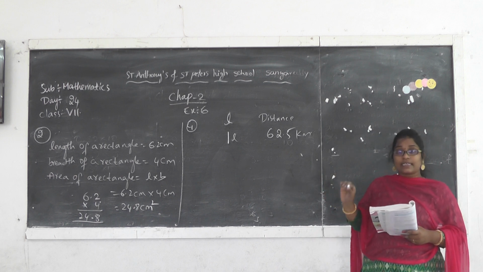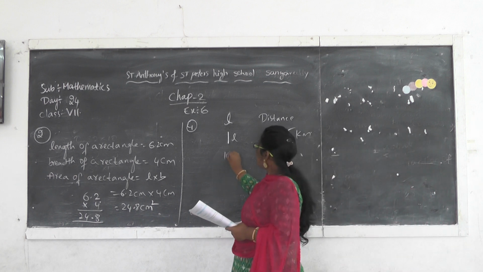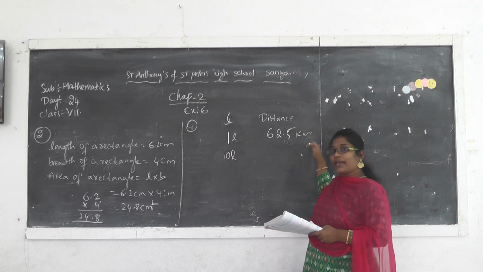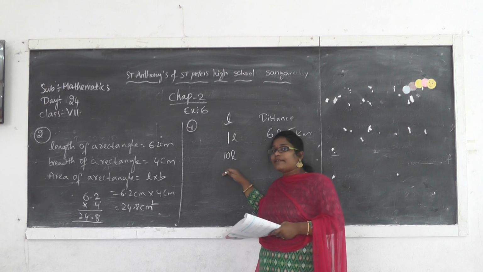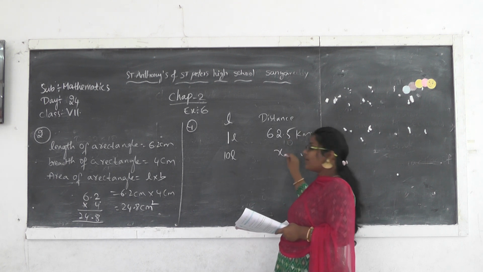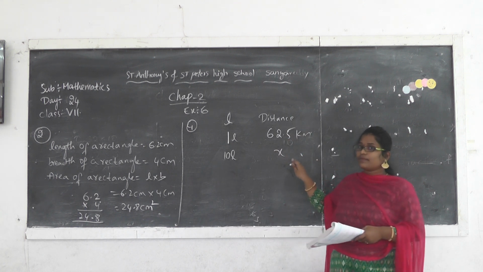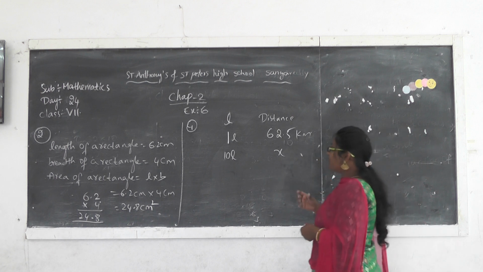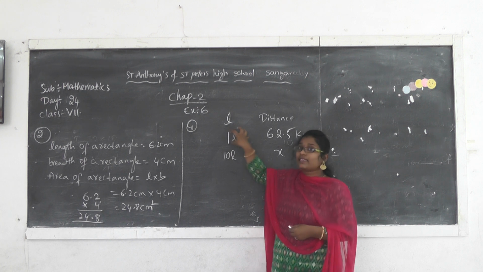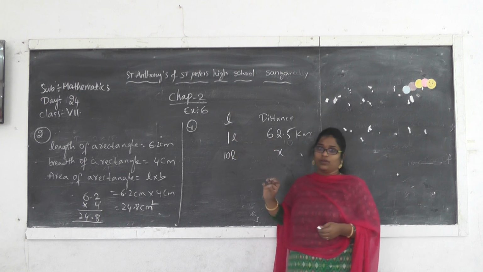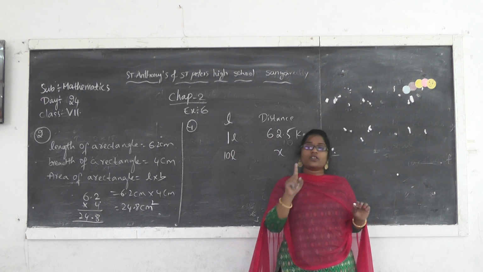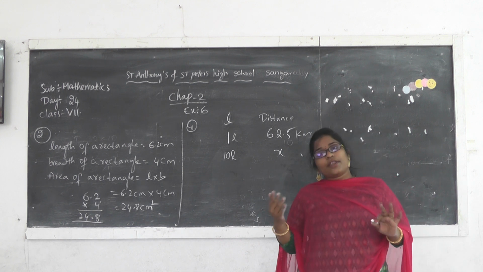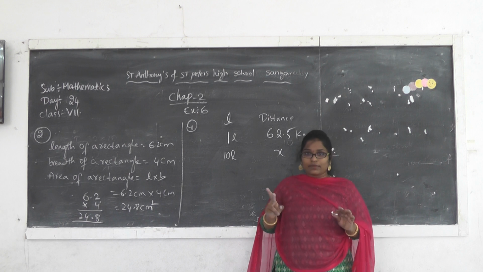How much distance does it cover for 10 liters of petrol? By using 1 liter of petrol, it covers 62.5 kilometers. By using 10 liters of petrol, how much distance does it cover? We don't know the value, so I am assuming the value as x. For example, if the cost of 1 pen is 5 rupees, what is the cost of 5 pens? 5 5s are 25. You will do multiplication, right?